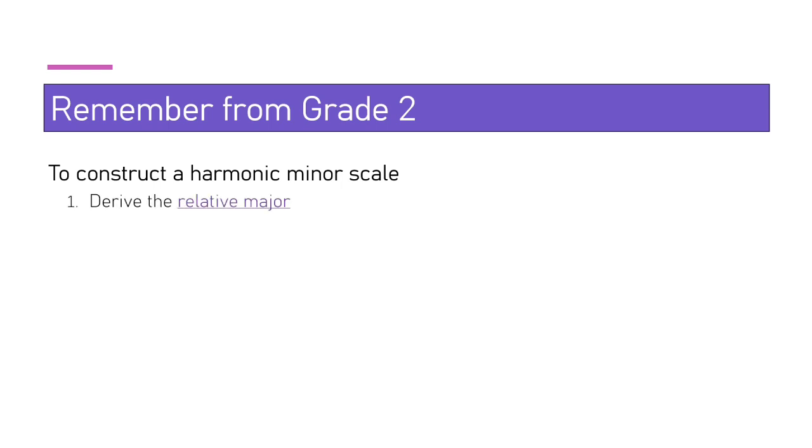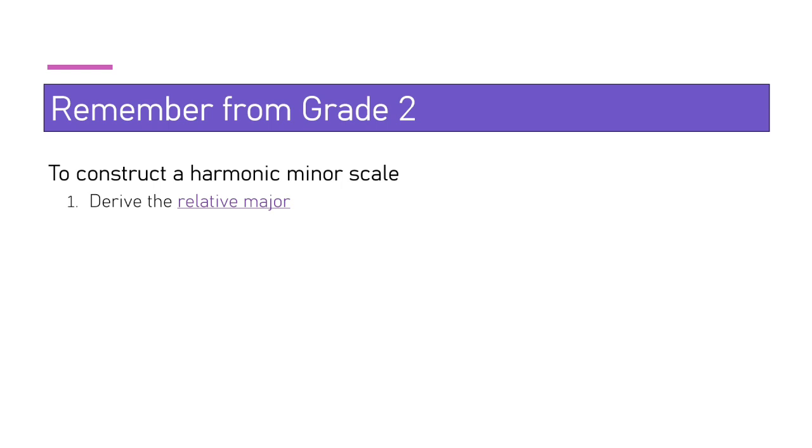The first thing you need to do is to derive the relative major. So for example, if I say construct the scale of C minor, then you have to find out, okay, C minor, what is the relative major of C minor? What major scale has C as the 6th degree? So you have to think about the major scale that has C as the 6th degree. So that's one way you can think about it.